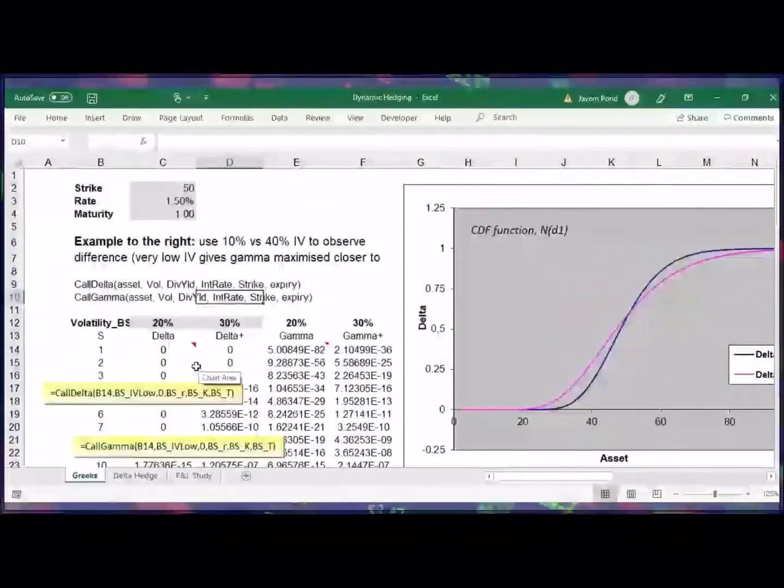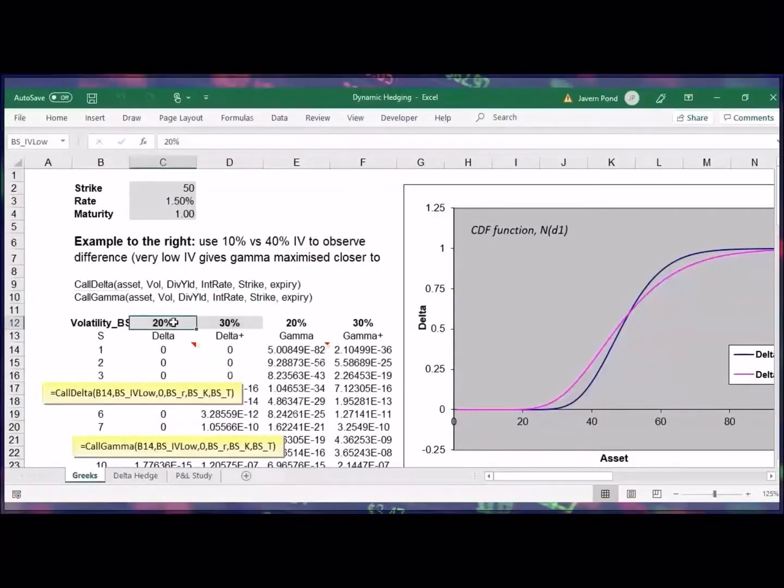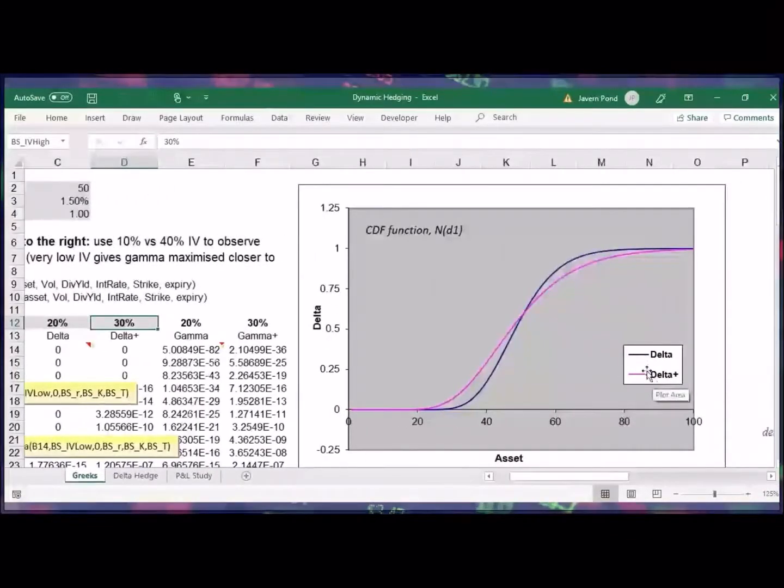And I have 2 scenarios. One scenario is the option price at 20 vol and another at 30 vol. And 30 vol is delta plus. So you see, I increase volatility and my payoff becomes more smooth. So if I change, I believe I should change this one.